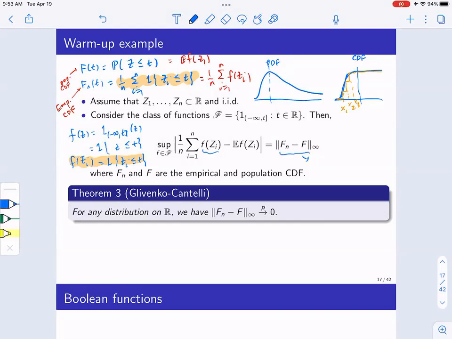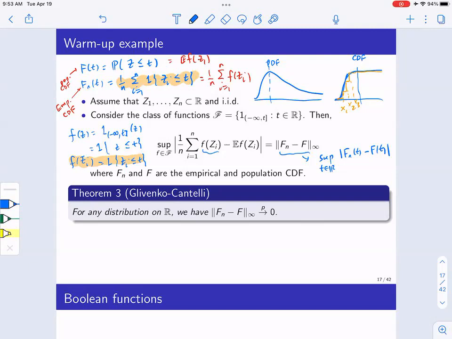Supremum over t in R of F_n(t) minus F(t). As f varies over this function class, the class of indicators, I'm comparing the value of F_n(t) to F(t) for all values of t, and I'm taking the supremum. So basically, this empirical process supremum is just a supremum of the deviation of the CDFs.